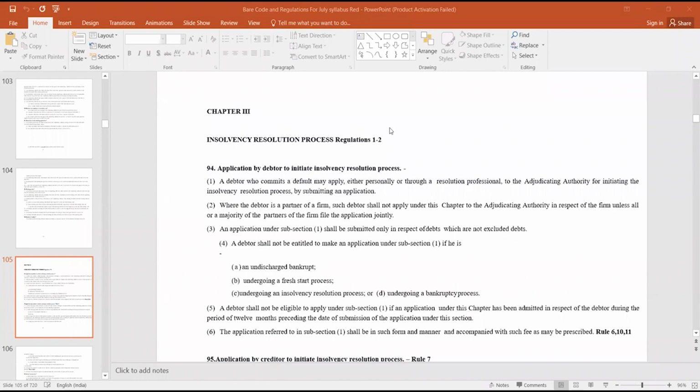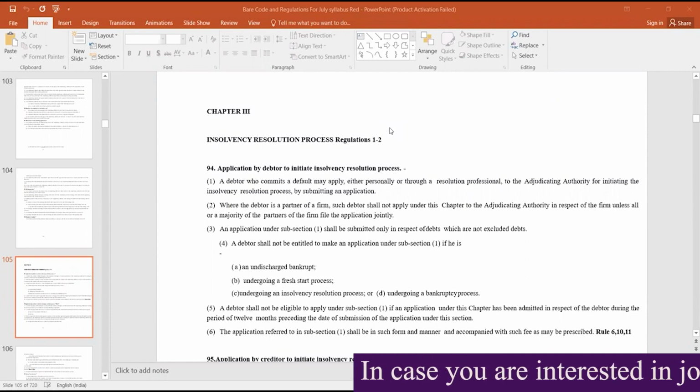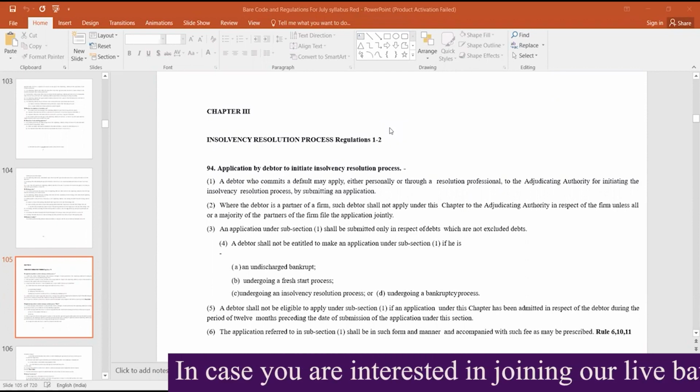Today we'll start with this insolvency resolution process. I have already shared the revised case study on that Taste Bud restaurant. So, please go through that case study. And if the time permits, then we'll take it at the end. But now let us start with chapter 3 of part 3, insolvency resolution process.